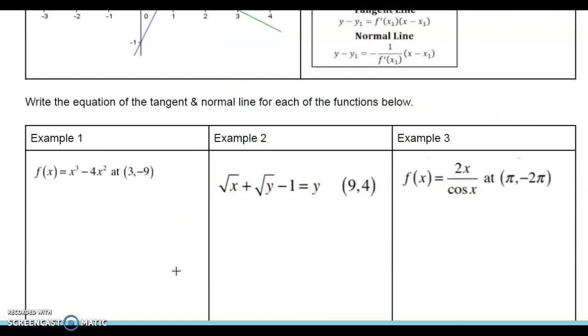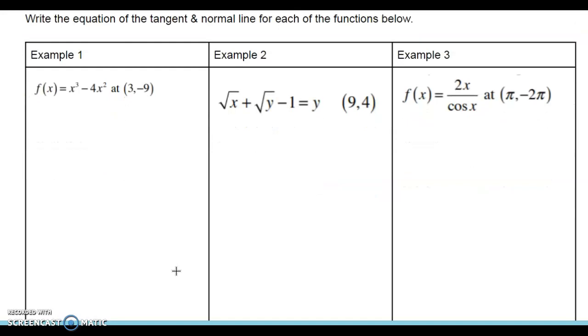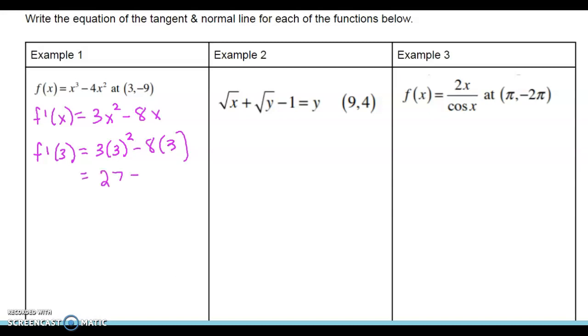Okay. All right, so on example 1, we're going to have the function x cubed minus 4x squared. If I want to write the equation of that tangent line, we're going to do both just to get some practice. So we're going to find our derivative. We're going to use the power rule. And then if we want the specific tangent slope, we're going to substitute x equals 3. So we get 27 minus 24, and our tangent slope is 3.